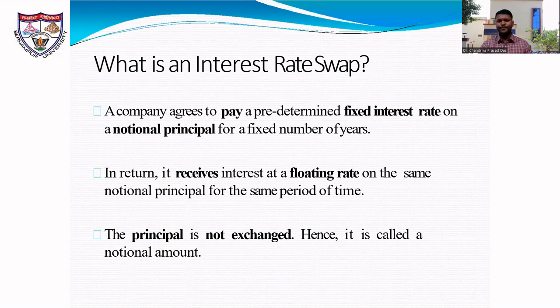Let us say I have taken a loan of 10 lakh on fixed interest rate, and another investor takes a loan of 10 lakh at floating interest rate. We can exchange the interest rate if we both agree. But if the notional principal amount is different, then exchange cannot take place. If I have taken 10 lakh, another fellow has taken 5 lakh, then swap cannot be done because our notional principals are different.